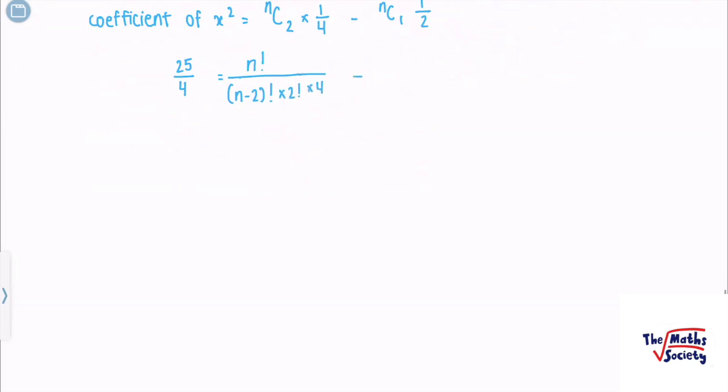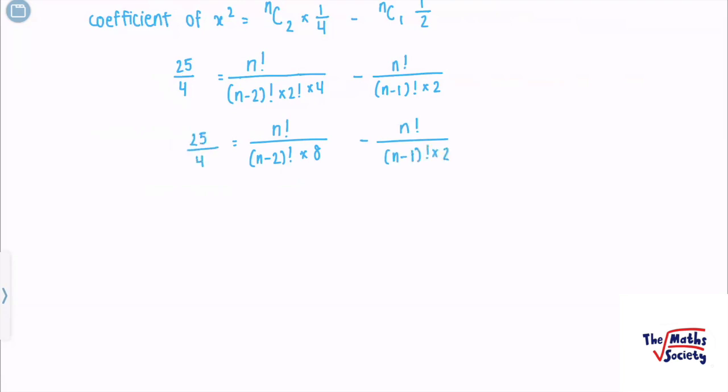That's going to be minus n factorial, same thing, over n minus 1 factorial, multiplied by 2. So then we have n factorial over n minus 2 factorial, multiplied by 8, minus n factorial over n minus 1 factorial, multiplied by 2, and that's 25 by 4.